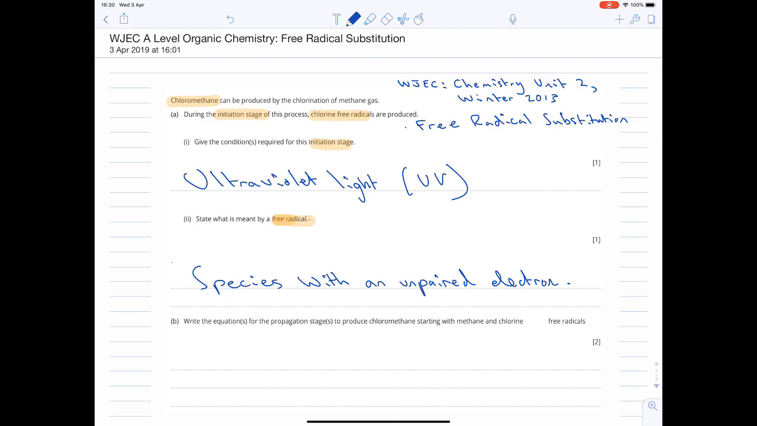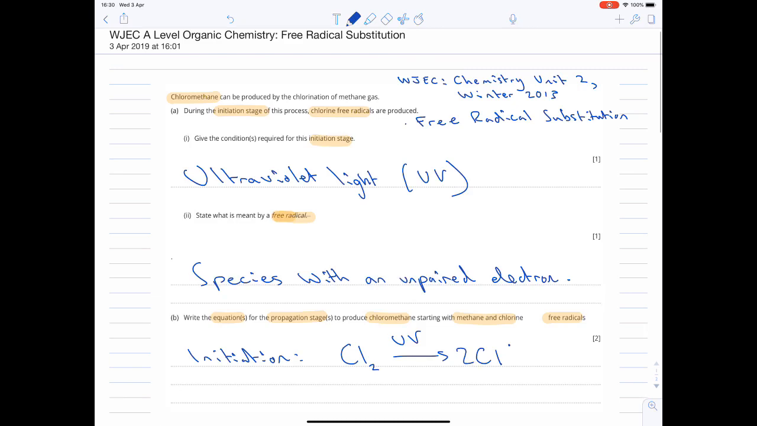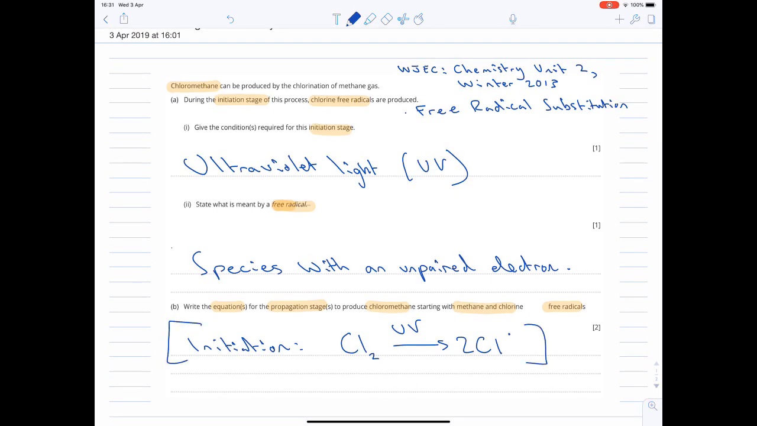So part B. Write the equations for the propagation stage to produce chloromethane, starting with methane and chlorine free radicals. So before propagation we have initiation. Even though the question doesn't ask it, I'm just going to write the initiation stage down for my own reference. So initiation is where we started with chlorine gas, and we know that's diatomic, so that's Cl2. UV to break that chlorine bond, where we produce chlorine radicals, two of them like this. I'm just going to put that in brackets.